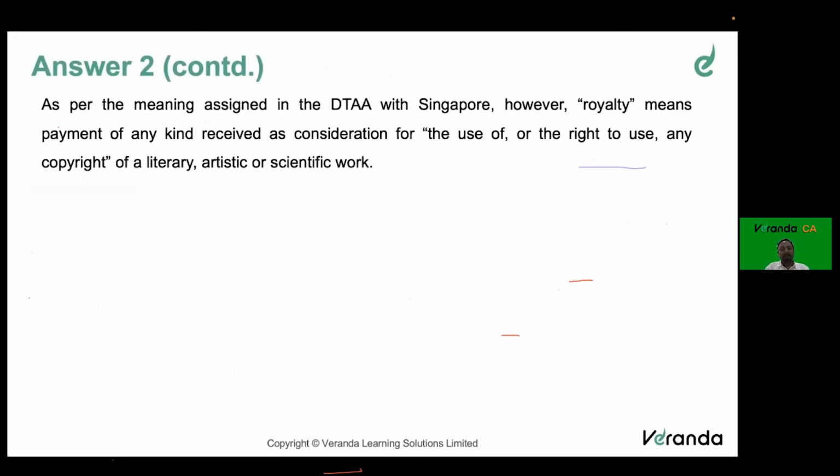But as per the meaning assigned in the DTAA with Singapore, what does royalty mean? It is the use of, or right to use, any copyright of literary, artistic or scientific work. Here, the word license is not specified. The word computer software is not specified, as we have in section 9.1, clause 6. Now, what did the court say?